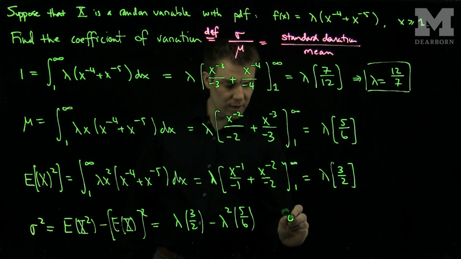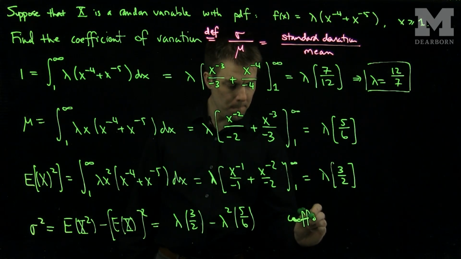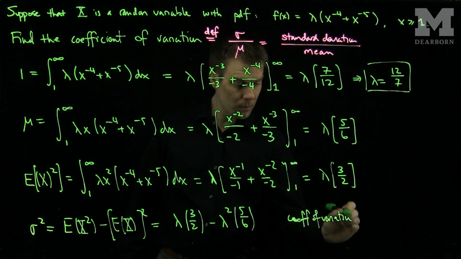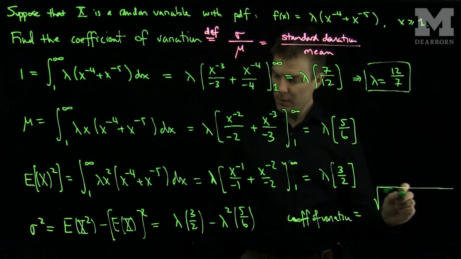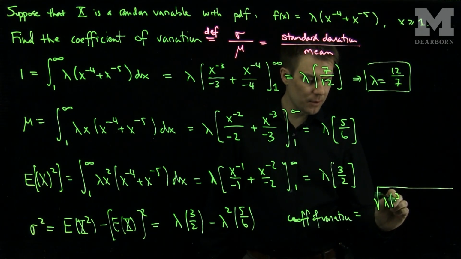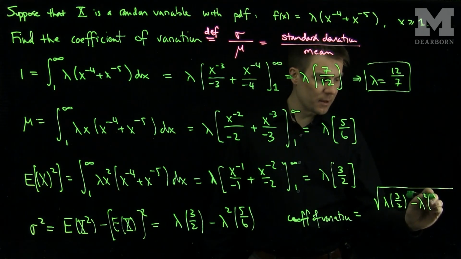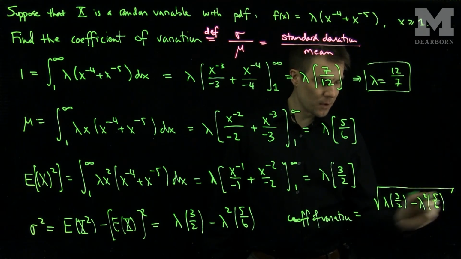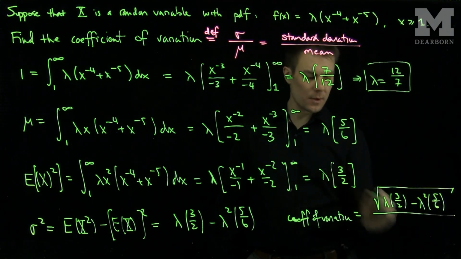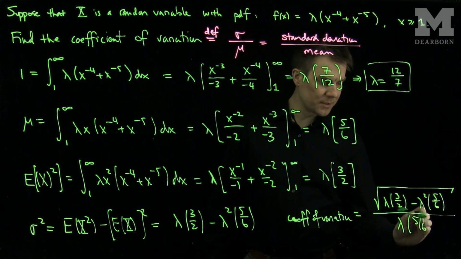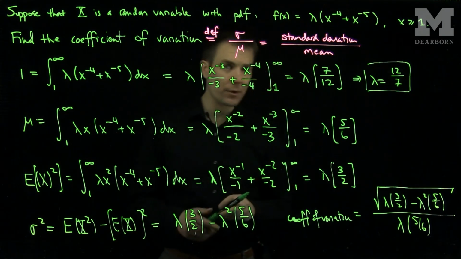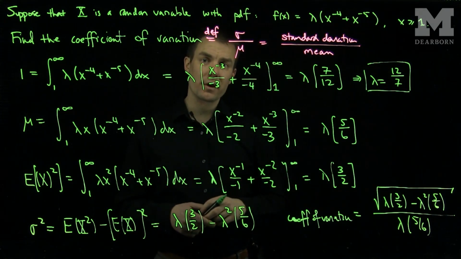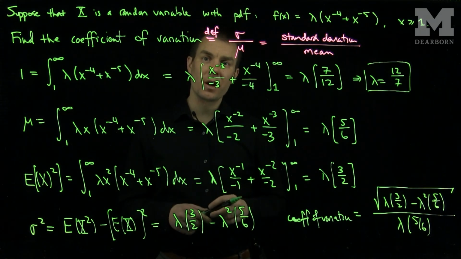So the coefficient of variation for this problem will be equal to the square root of this quantity, lambda times 3/2 minus lambda squared times 5/6 squared, over the mean, which we know to be lambda times 5/6. Now we can plug in the value of lambda and use a calculator to find the exact decimal representation of this coefficient of variation. So to find the coefficient of variation, we find the mean, we find the standard deviation, and then we find the ratio of the standard deviation to the mean. Thank you very much.